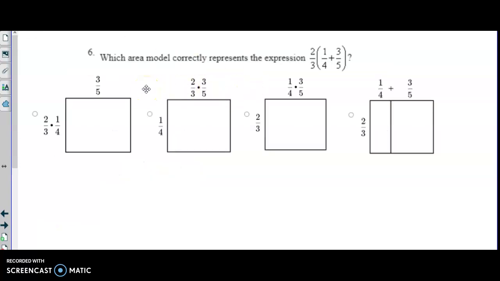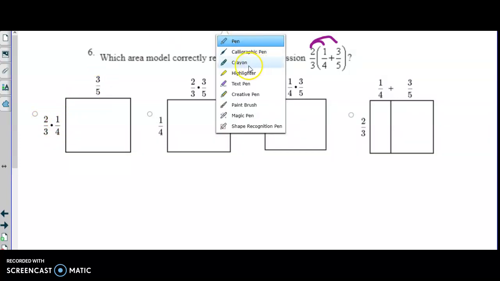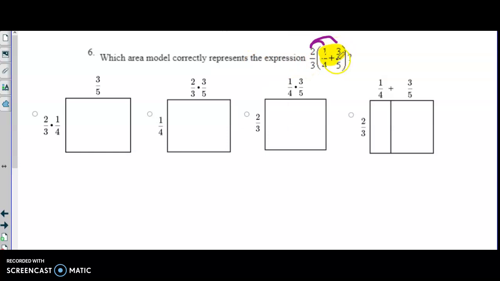The last one says, which area model correctly represents the expression 2/3 times 1/4 plus 3/5? What's really going on here is you could either add the fractions first and then multiply by 2/3, or you could distribute. But it wants you to pick out the correct area model. If you look at all these area models, this says that we're multiplying here and we're multiplying there. That's not what we're doing. Our question says we're doing 1/4 plus 3/5.